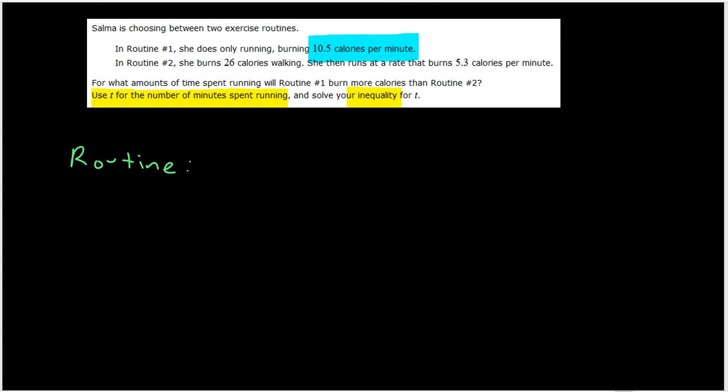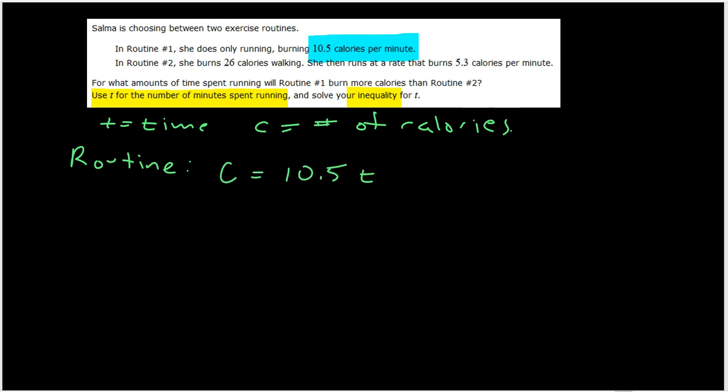I always like to write down what my variables stand for. So T is the time, and I'm going to call C the number of calories. For routine 1, I know the number of calories is going to be 10.5 times T, because for every minute she burns 10.5 calories. So that's routine 1.